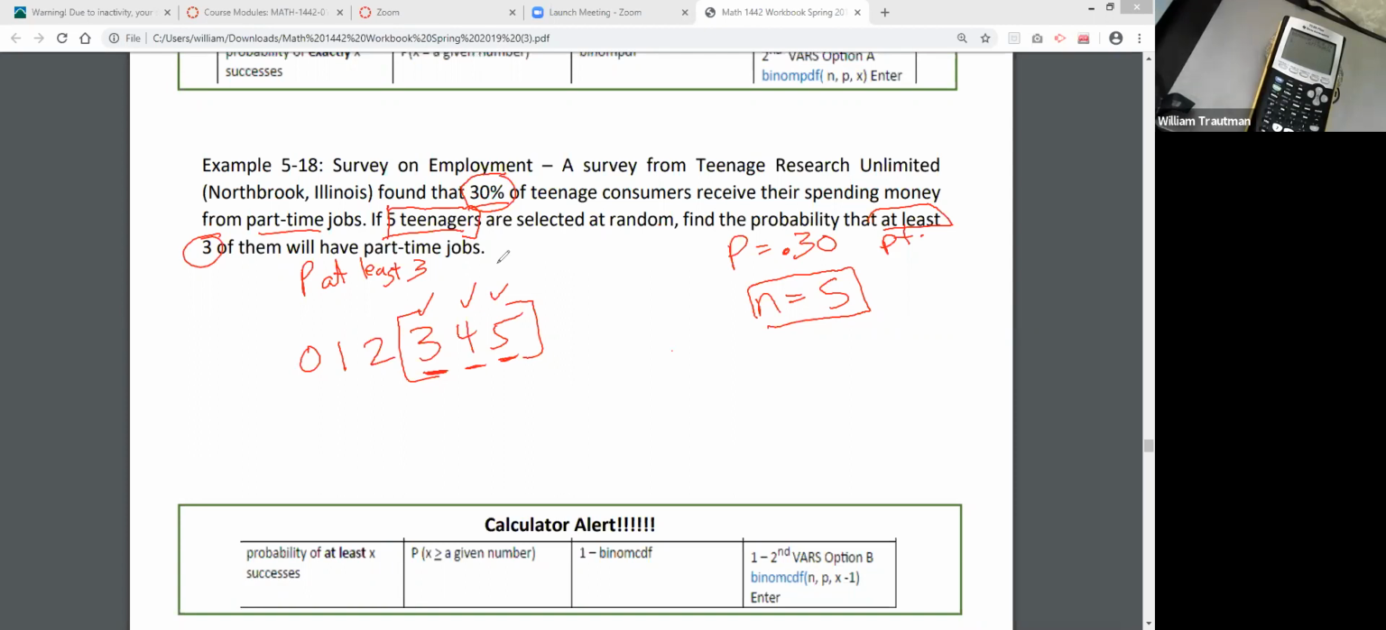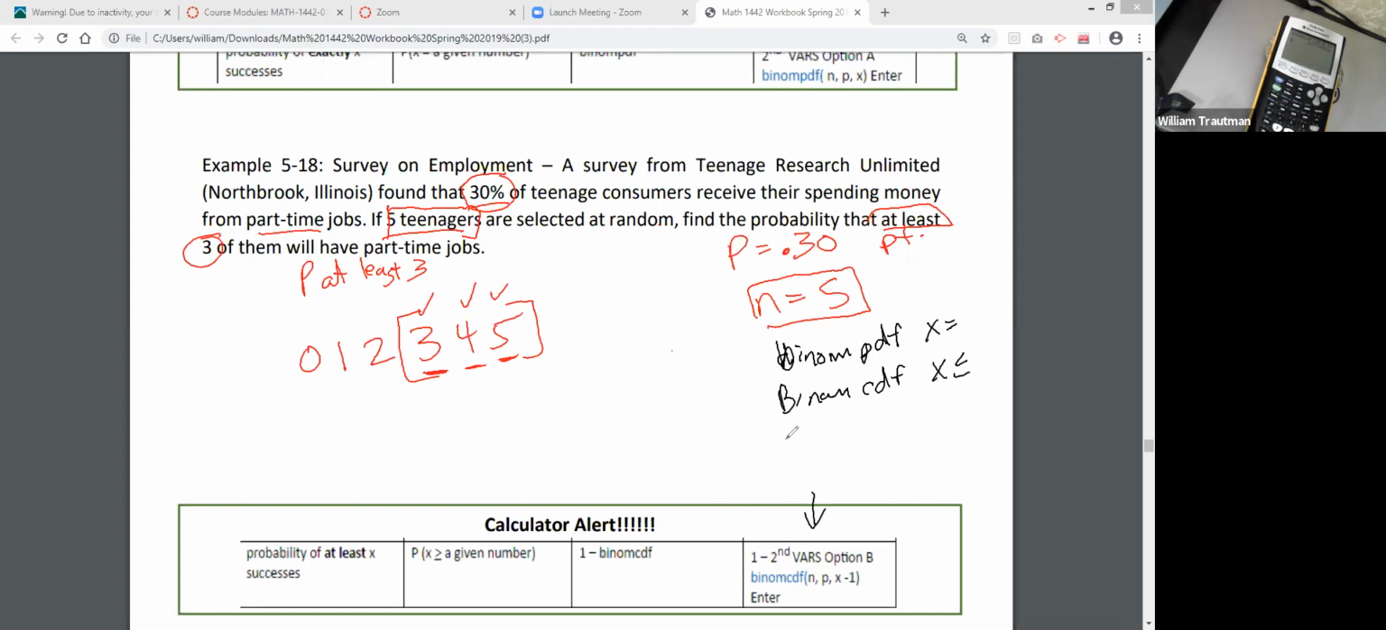Now, we only have 2 things on our calculator. It does Binomial Pdf, but that's when x equals a number, or it does Binomial CDF, that's when x is less than or equal. Our calculator will only do these 2. So this is the hard part, and they even tell us how to do it down here.